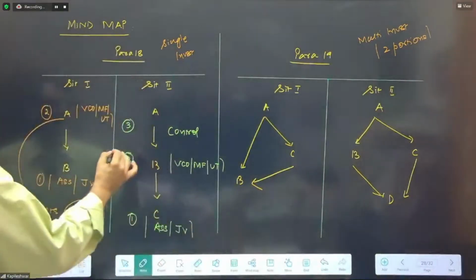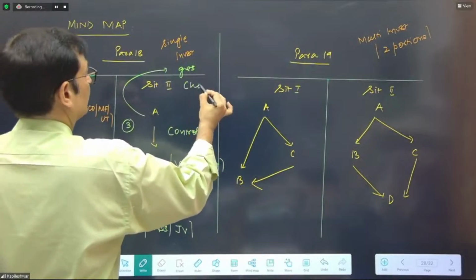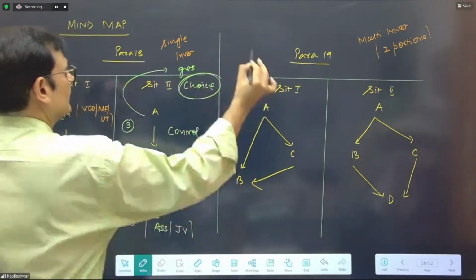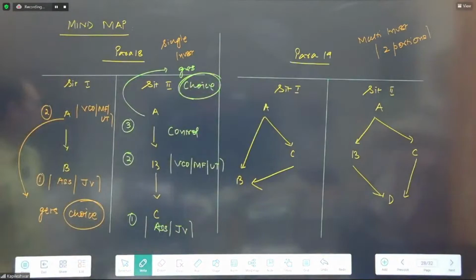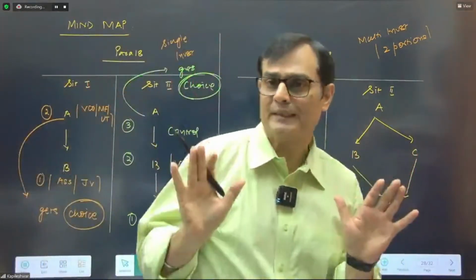Then again, we can say in this case, A gets a choice. A again gets a choice in this particular case. He gets a choice of equity method, or you can say FVTPL. Simple and straight. Para 18 is pretty simple and straight.